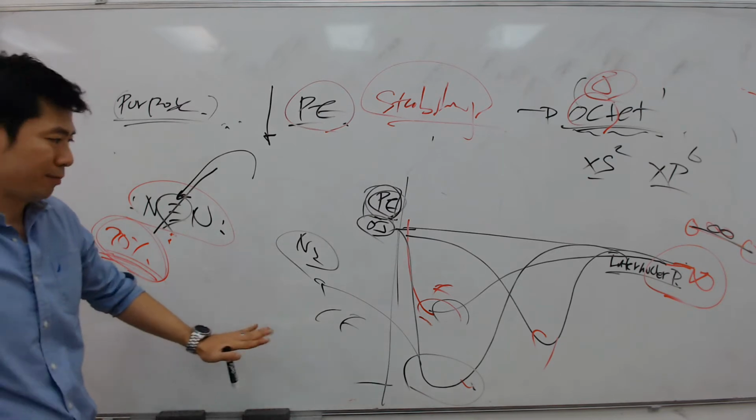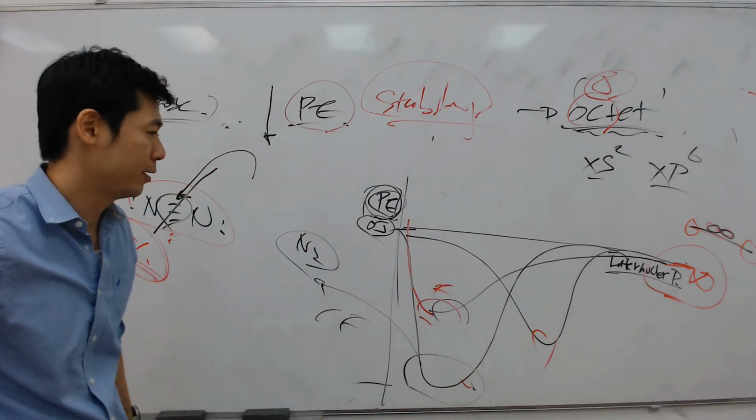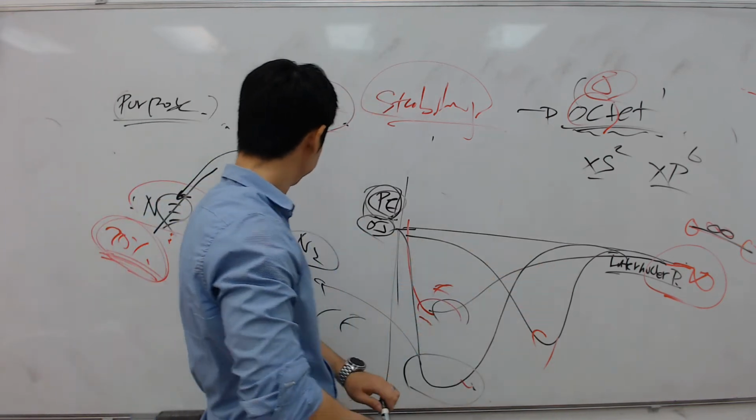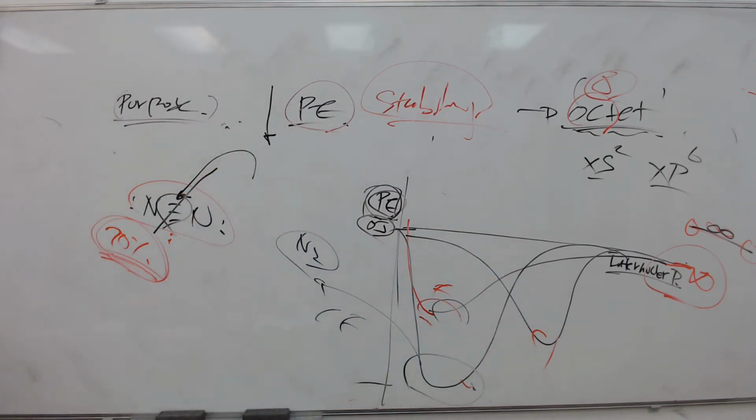So basically, understand this graph, by the way: internuclear distance versus potential energy of the atoms and such. Okay. All right, let's take a look.